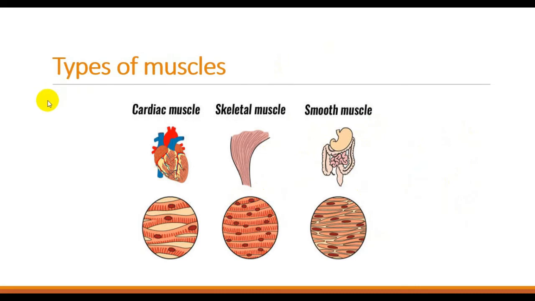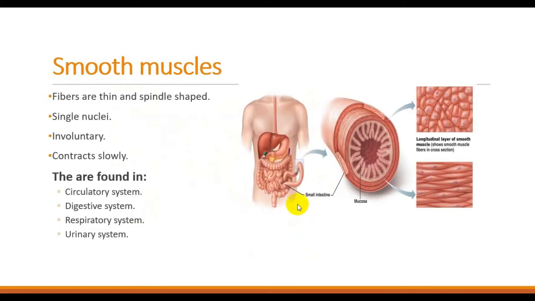Basically we have three types of muscle: cardiac muscle, skeletal muscle and smooth muscle. Cardiac muscle is only in the heart, with that kind of texture, and skeletal muscle is the kind of muscle which covers all our body parts, and smooth muscles are muscles which cover our organs. Starting with smooth muscle, we can see that its fibers are thin and spindle in shape, and they have a single nucleus.